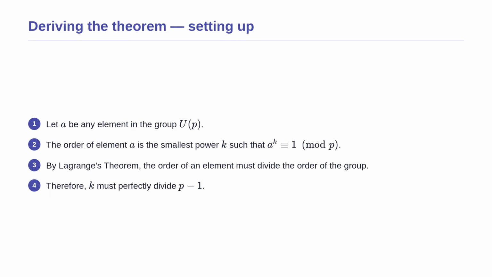Now we bring in a heavy hitter, Lagrange's theorem. This theorem states that the order of any single element must perfectly divide the total order of the entire group. Since our group's order is p minus 1, k must divide p minus 1.